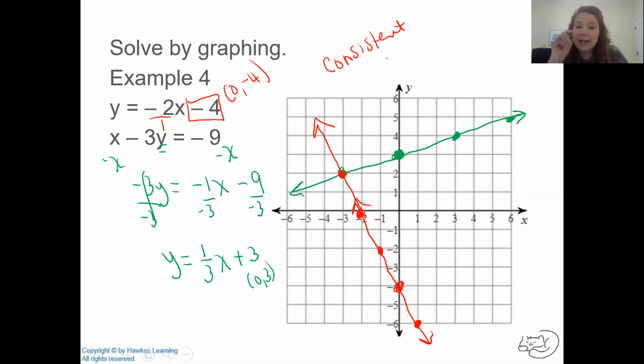And in HOTS, once you click the button that says consistent, it's going to ask you what the solution is. So that's when you have to write the ordered pair where they intersect. So (-3, 2) is the solution for this system of equations.